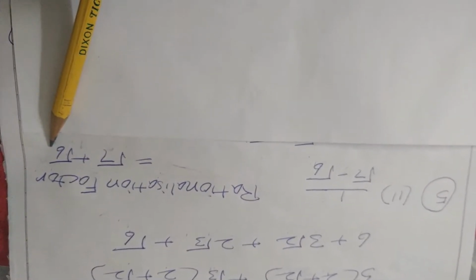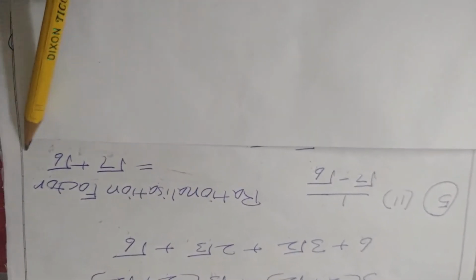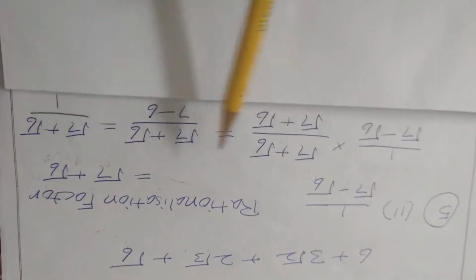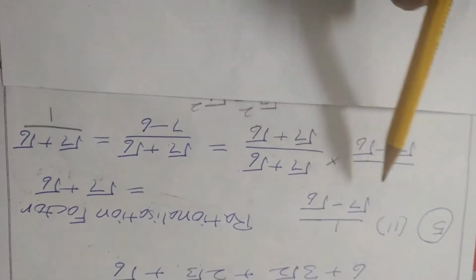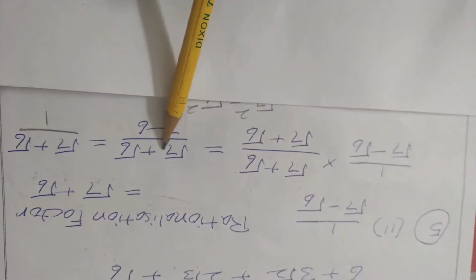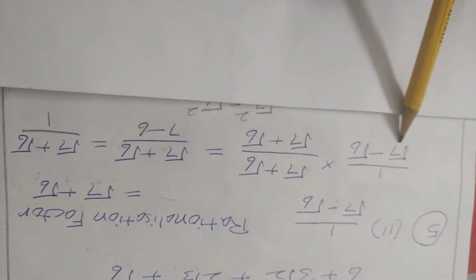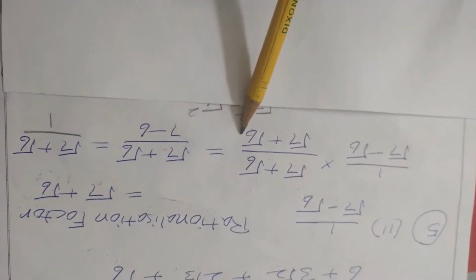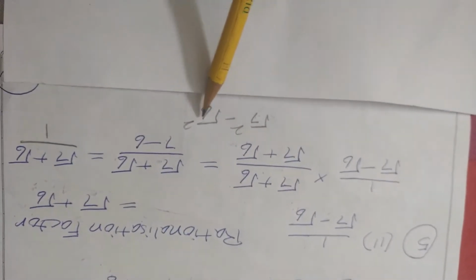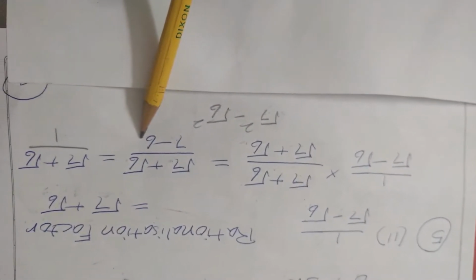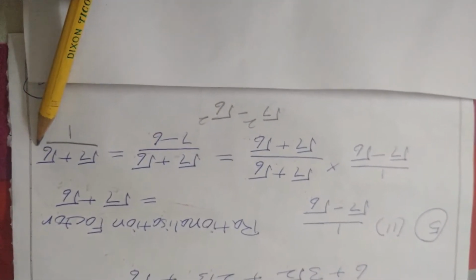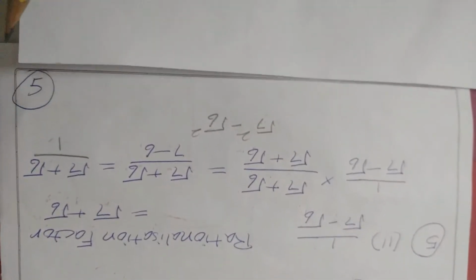We multiply both numerator and denominator by the rationalization factor, root 7 plus root 6. 1 into this becomes root 7 plus root 6. In the denominator, a minus b, a plus b is a square minus b square. Root 7 square is 7, root 6 square is 6. So root 7 plus root 6 upon 1. This one is the answer.